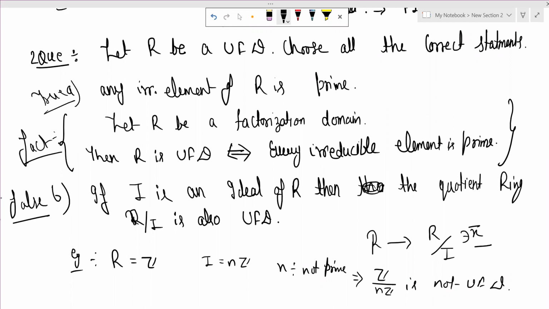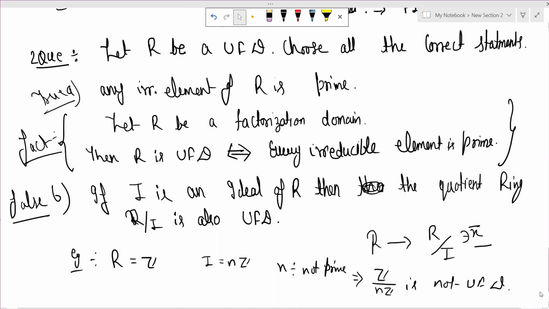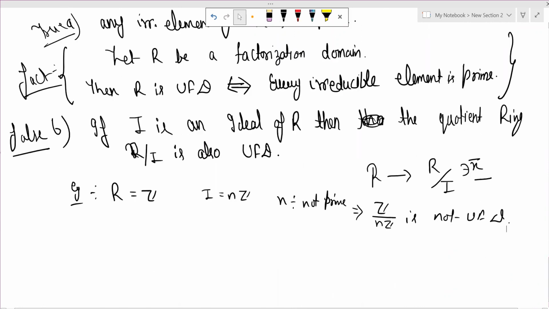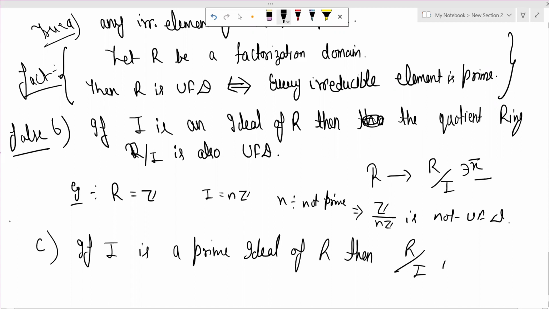So now, as you are saying, do we need some more structure on I? So what about if I is a prime ideal? So the next question, I guess, should come in this direction, right? If I is a prime ideal of R, then is R mod I a UFD?